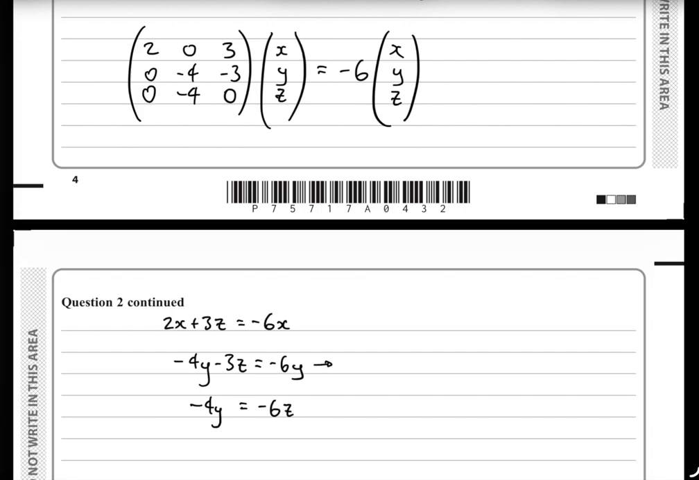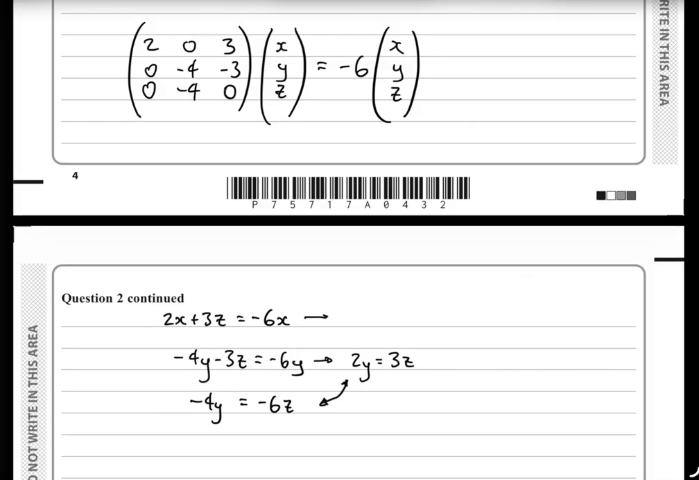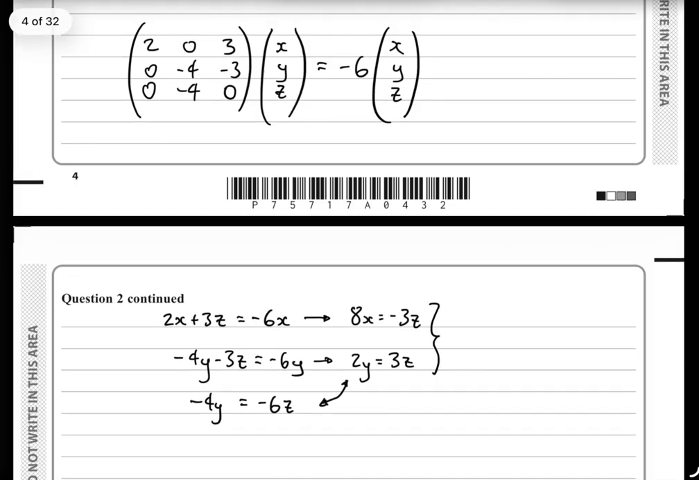I can rearrange this one to give 2y equals 3z, and that helps me see that that's actually the same as that one there, giving me the same information. So I'll rearrange this one as well. That gets me 8x is equal to minus 3z. So I've got these two conditions here, and so long as these two conditions are true, I can choose any numbers I like.